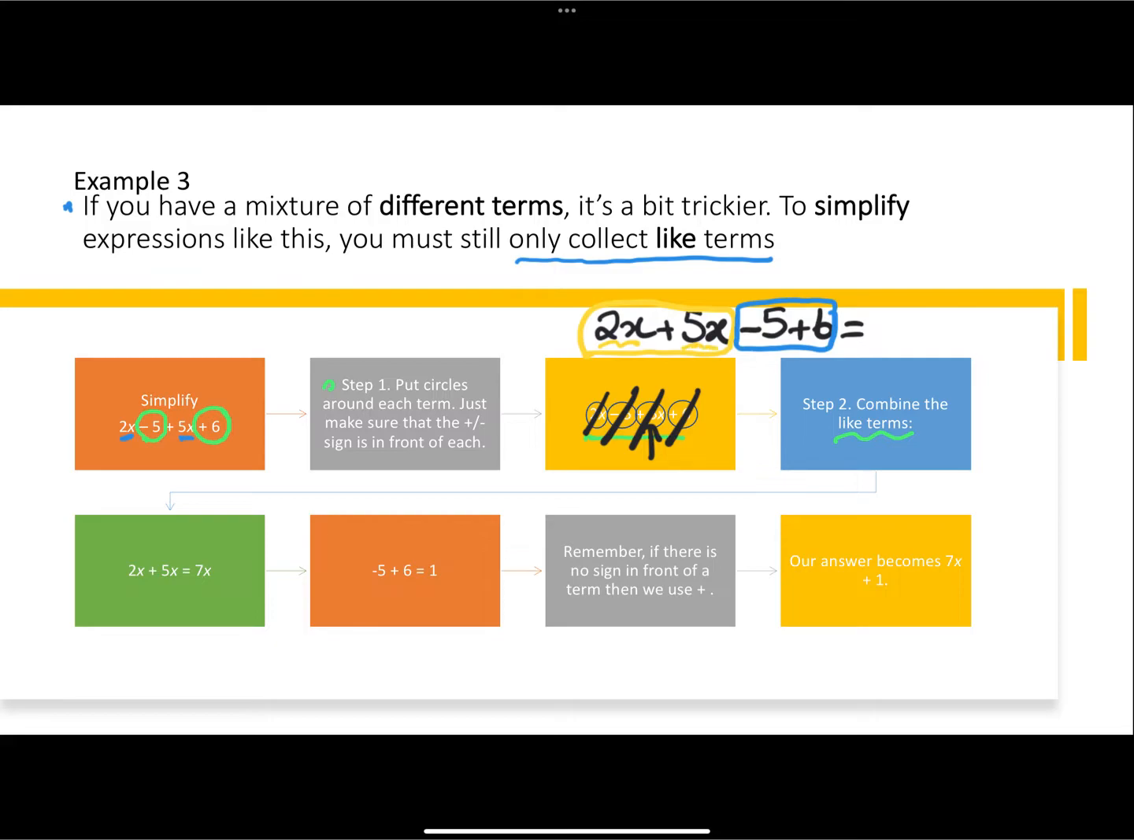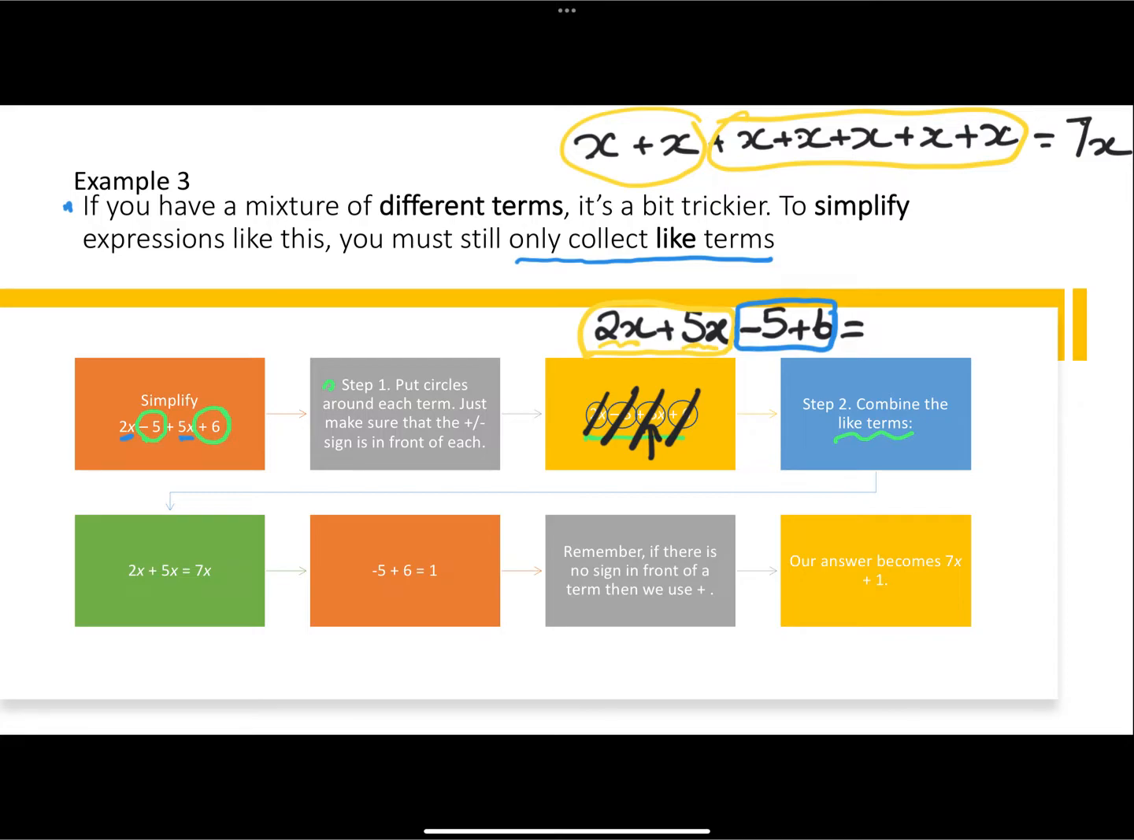2x plus 5x. If I have 2 x's, 1, 2x, there's my 2x, and I add another 5 x's. Here is my 2 x's. Here is my 5 x's. I can count that up to show how many x's I have. I should have 1, 2, 3, 4, 5, 6, 7. 7 x's. So I know that this part here is equal to 7x.